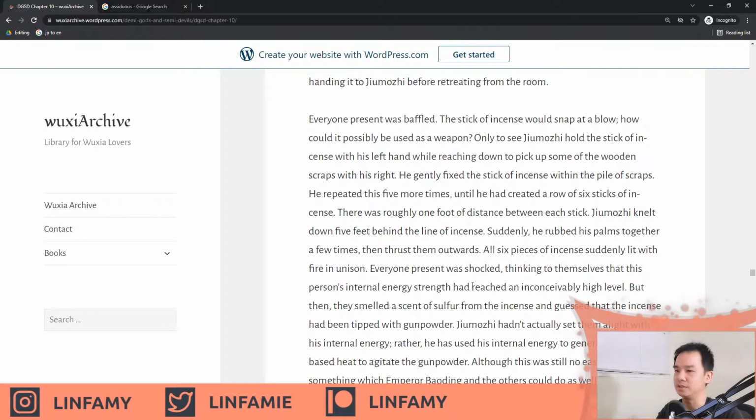Suddenly, he rubbed his palms together a few times, then thrust them outwards. All 6 pieces of incense suddenly lit with fire in unison. Everyone present was shocked, thinking to themselves that this person's internal energy strength had reached an inconceivably high level. But then they smelled a scent of sulfur from the incense, and guessed that the incense had been tipped with gunpowder. Oh, it's gunpowder incense. Okay, so he has 6 sticks of incense in a line, and he's sitting behind it, doing his chi stuff behind it.